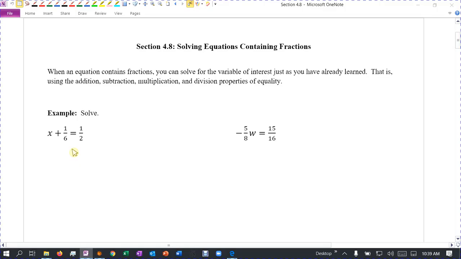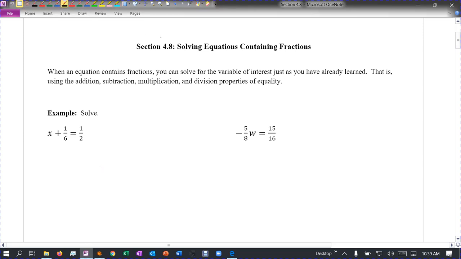Okay, we're going to switch up here to section 4.8. I know it's a jump now. We were in 3.4, but it still involves solving equations. But now what we're going to be doing is taking into account that we are possibly going to be looking at fractions within our equations. We've carefully avoided these.